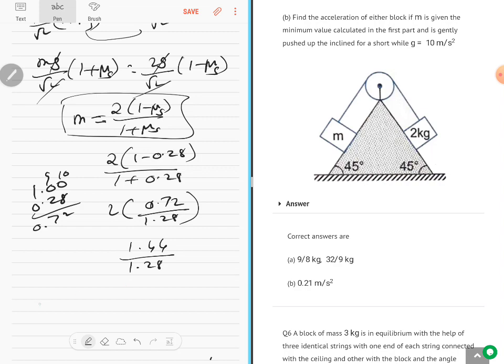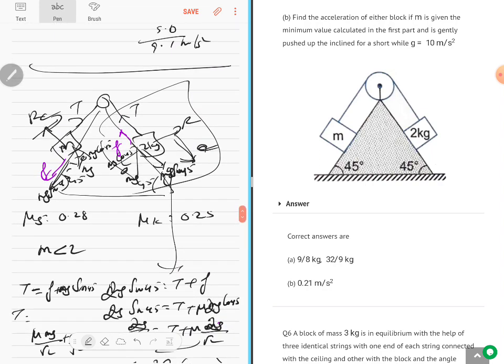So 2 2s are 4, 1.44 by 1.28. They're saying it's 9 by 8, is it? 9 by 8 kg. So I'm getting 144 by 128. Let me cancel this. This is 72 and this is 64, and 9 8s are 72. Yeah, I'm getting the answer. 9 by 8 kg is the unknown mass, and that is the lower value.